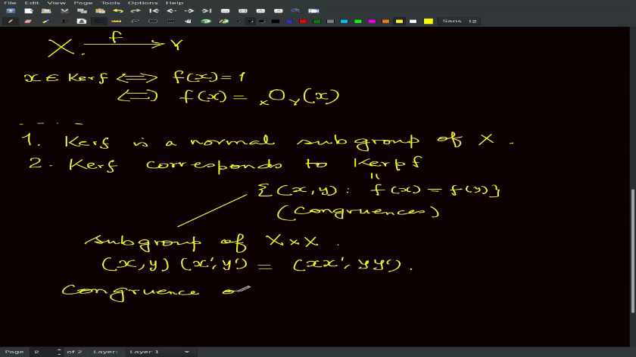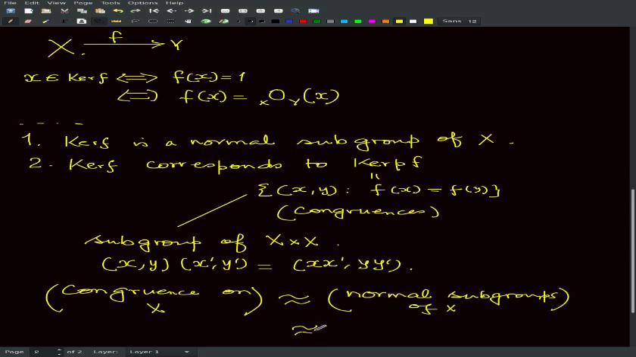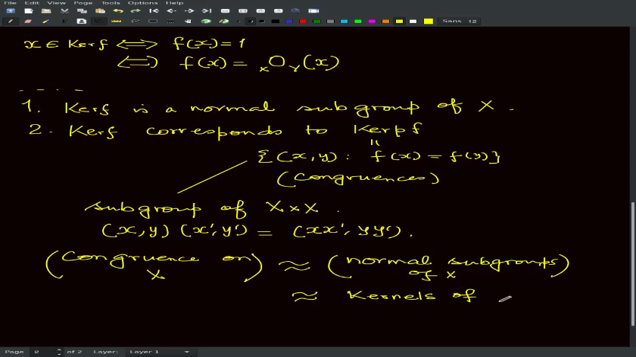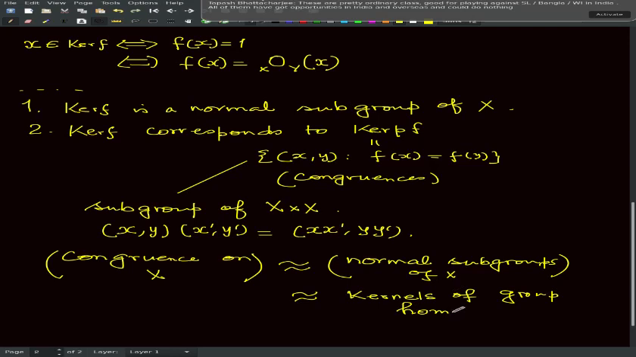they are in one-to-one correspondence with normal subgroups of X, and these match with kernels of group homomorphisms. So it's a three-tier kind of a thing.